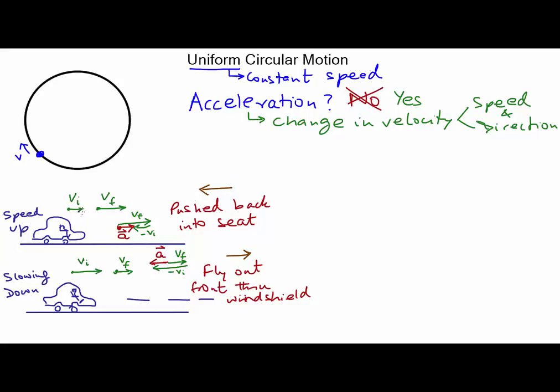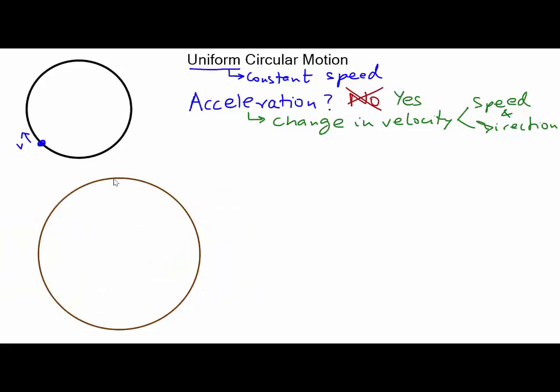And because we want to resist that change, we feel like we're being pushed back into the seat when the car is speeding up, and we feel like we're going to fly out of the windshield when the car is slowing down. That's useful to remember as we go back to circular motion. So back to circular motion, I've drawn a bigger circle here to see what happens to velocity at a few key points along the circle. So let's say my car is over here, and I want to find out the direction of acceleration while I'm making the turn. So to do that, I need the initial and final velocities.